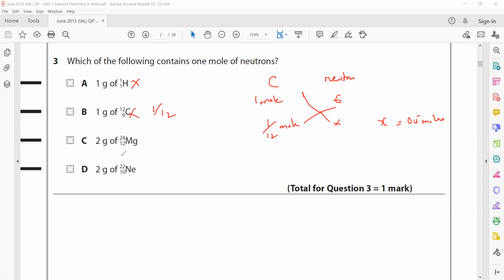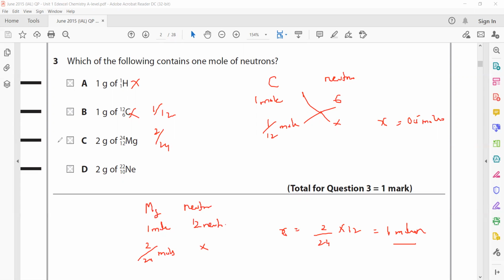When we check for magnesium and the neutron, 1 mole of magnesium will have 12 neutrons. So 2 gram means how many moles are there? 2 divided by 24. This will be 2 divided by 24 moles will have X moles of neutrons. Cross multiply, so X will be 2 divided by 24 multiplied by 12. When we solve this, it will come out as 1 mole of neutrons. That's why C is the right answer.